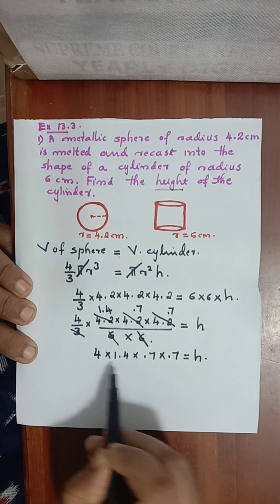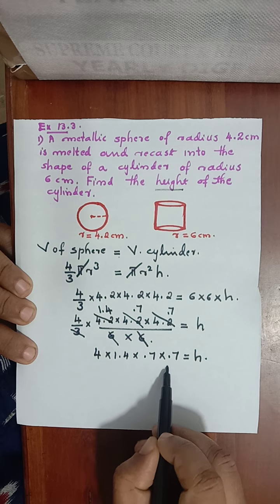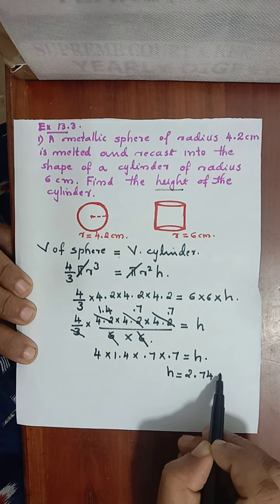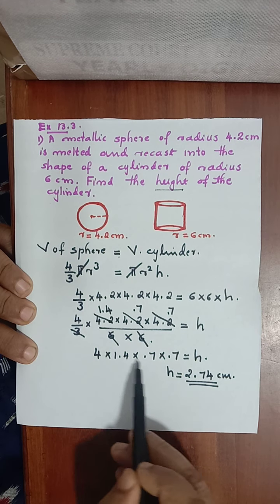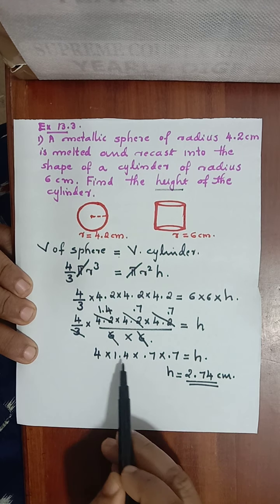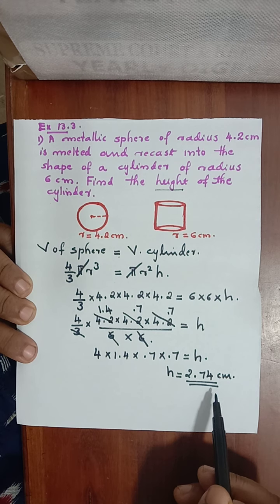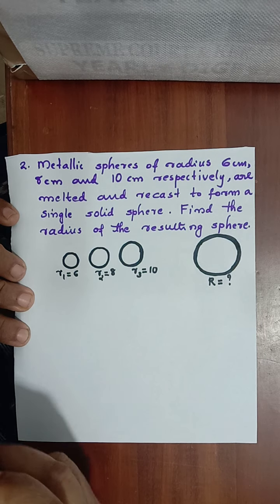You multiply all these values, give 3 decimals. What are you going to get? Therefore, h is equal to 2.74 centimeter. So, you multiply all these 4 values, give 3 decimals, so that you will be getting the value 2.74 centimeter. Okay, we move to next question.